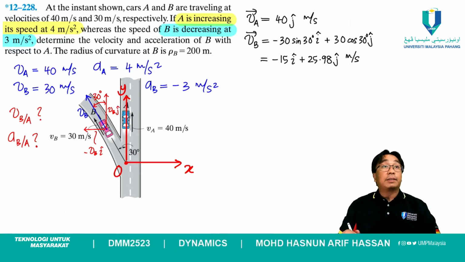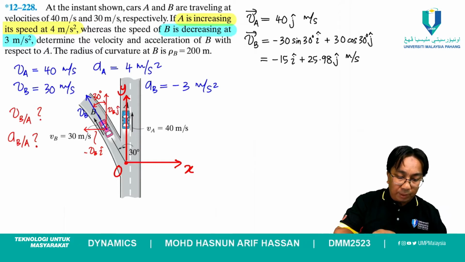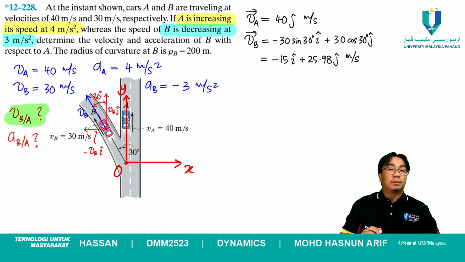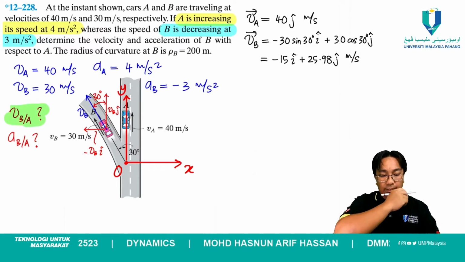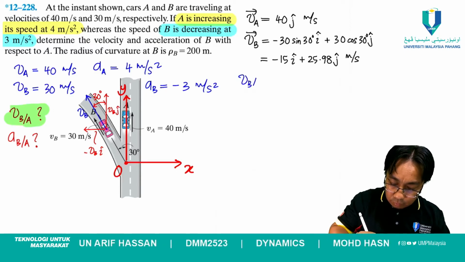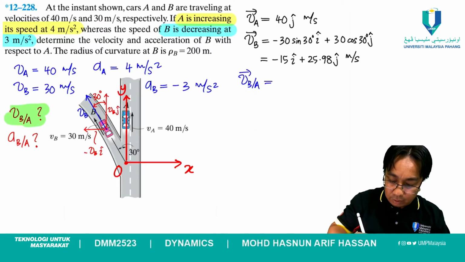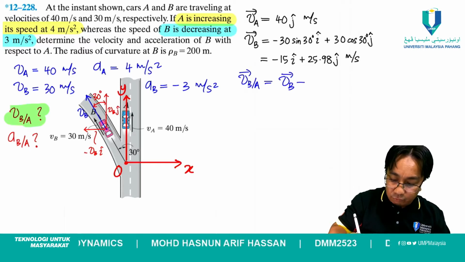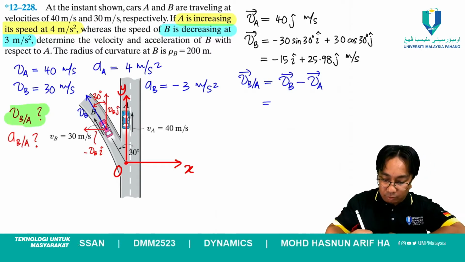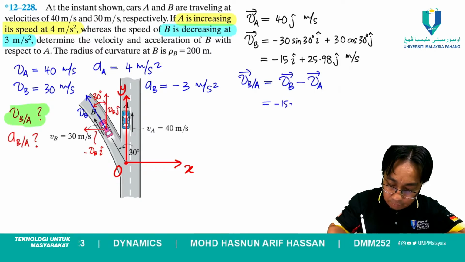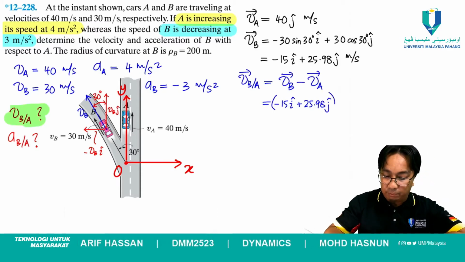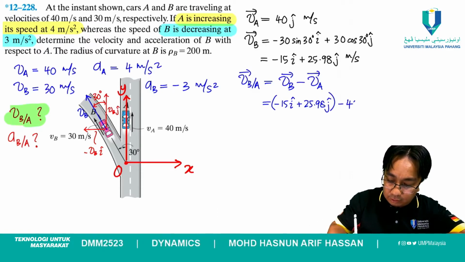Alright, so next, what do we do? What we want to find now is this, VB slash A. Okay. So what is the next step? VB slash A is equal to VB minus VA. Okay, so VB slash A is VB minus VA. Okay, so we write again, substitute the values, minus 15i plus 25.98j, this is VB, minus 40j.